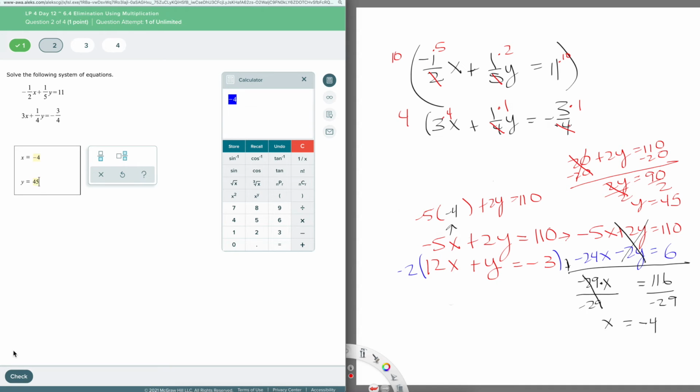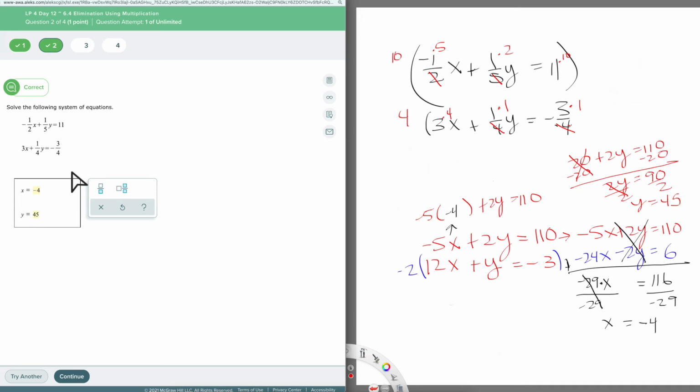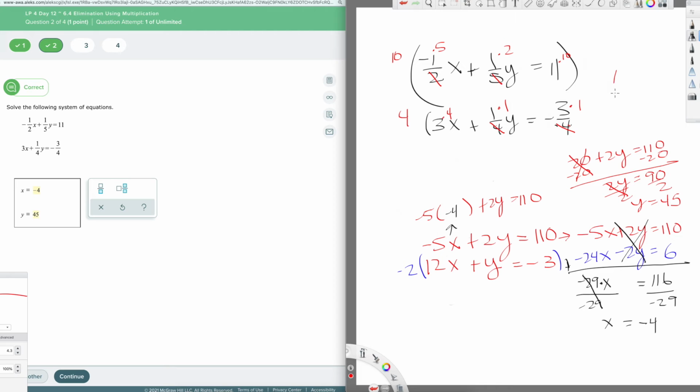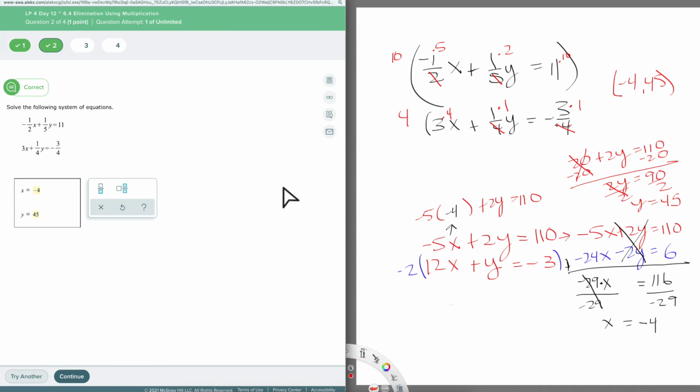So let's see, is that good to go? Oof. So yeah, that was just a big coordinate. So remember, again, this is a coordinate like this. So it would be x and y, and that's where the two lines cross. All right, let's keep going here.